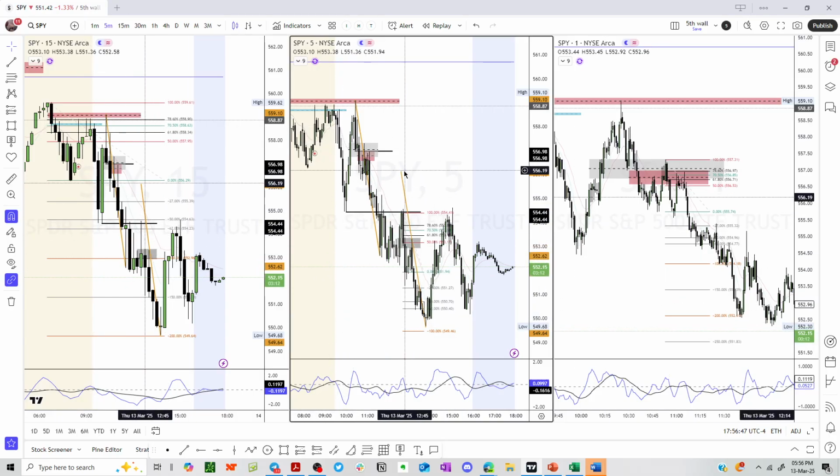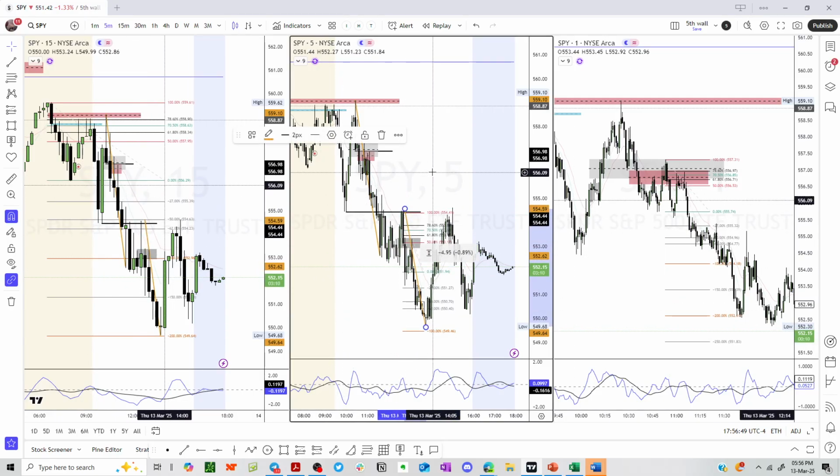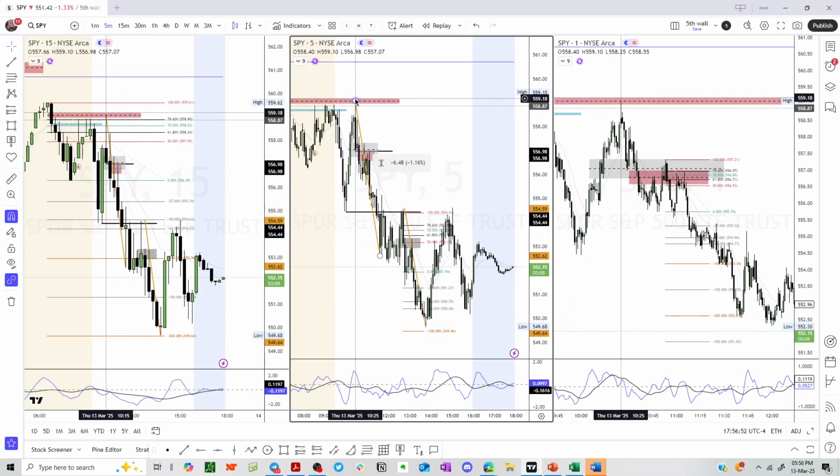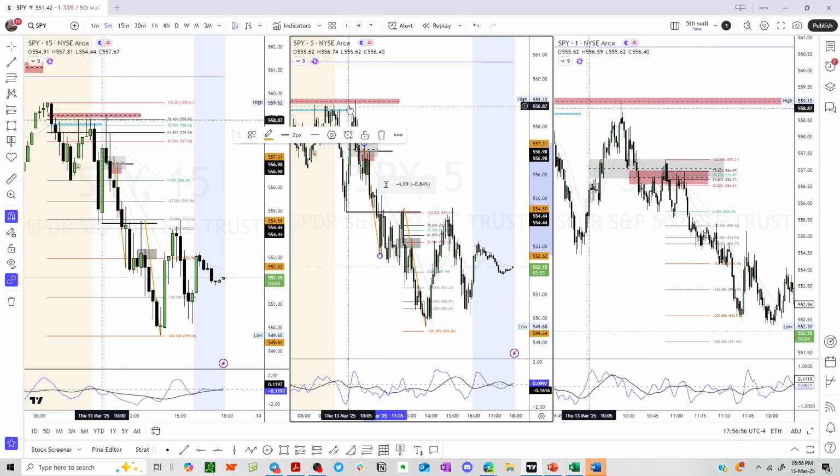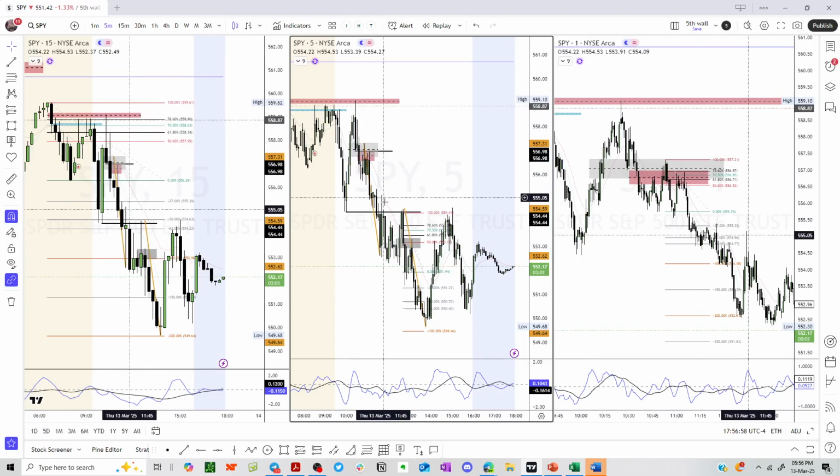Not quite a measured move, because I would actually do here to here. And that probably would be here to here. Not counting that, because you did have a retracement here. So let's see if that's valid.